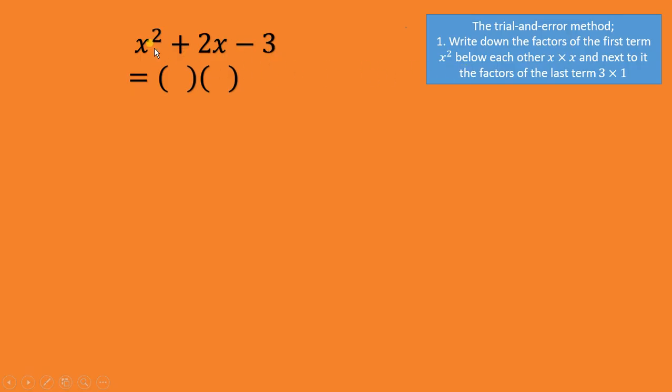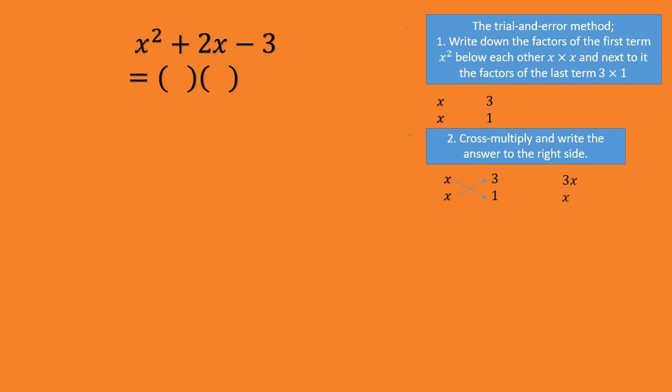For x squared, the factors are x times x, and for 3 it will be 3 and 1, meaning 3 times 1 will give you 3. So we will have x and x, and 3 and 1. We are now going to cross multiply them and write down the answers to the right side. So x times 3 and x times 1 gives me 3x and x.